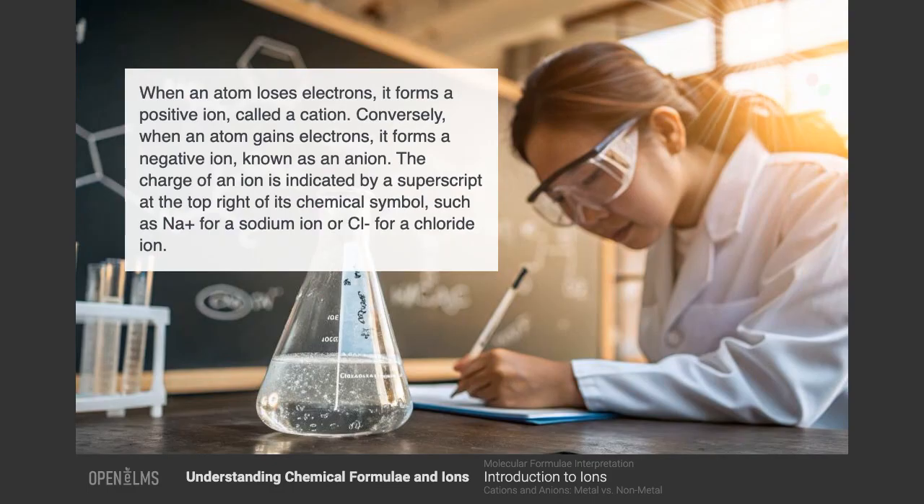When an atom loses electrons, it forms a positive ion called a cation. Conversely, when an atom gains electrons, it forms a negative ion known as an anion. The charge of an ion is indicated by a superscript at the top right of its chemical symbol, such as Na+ for a sodium ion or Cl- for a chloride ion.